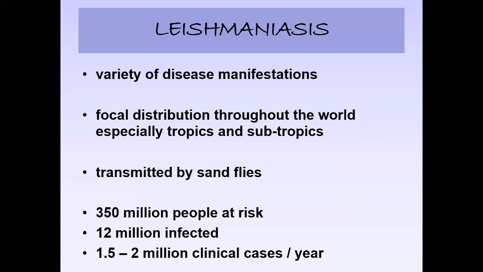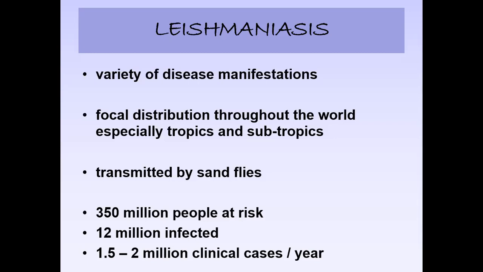It has a variety of manifestations. It has a worldwide distribution throughout the tropics and the subtropics, and its vector is the sandfly. It is transmitted by the genus Phlebotomus, and the sandfly is one of the species of that genus. A large number of people are at risk, they become infected, and we can see a large number of clinical cases every year.